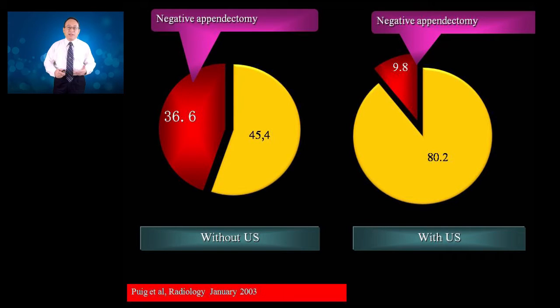Now, a new diagnostic procedure that was introduced is, for instance, ultrasound. Using ultrasound improves the accuracy of diagnosis. However, 9.8% still remain negative appendectomy, meaning out of 100 patients diagnosed with ultrasound, about 10% are still misdiagnosed.